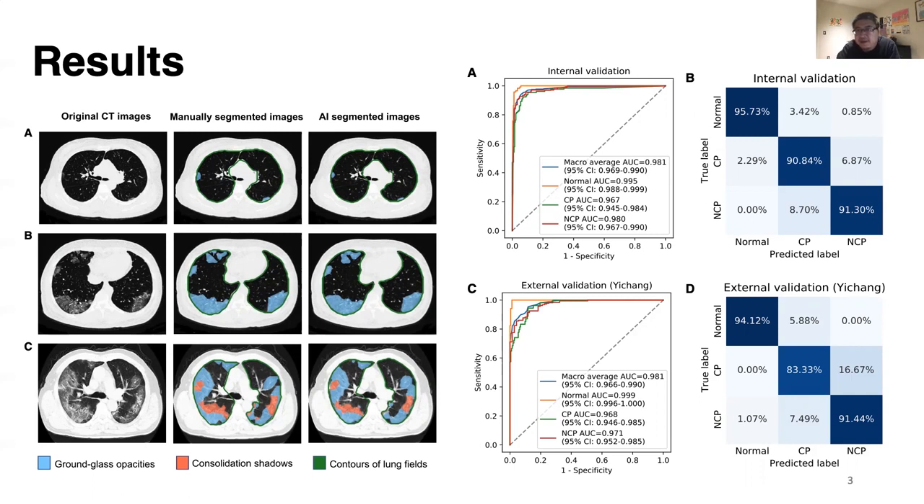Intermediate is defined as a lesion area more than 25% of the entire lung field. Severe is defined as a lesion area of more than 50% of the entire lung field. And on the right side, from figure A to D, are the receiver operator characteristic curve and normalized confusion matrices of multi-class classifications. The blue curve denotes the macro average of the AUC of one versus the other two classes.